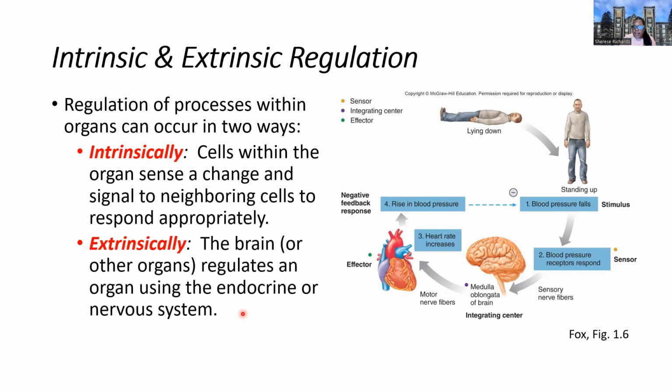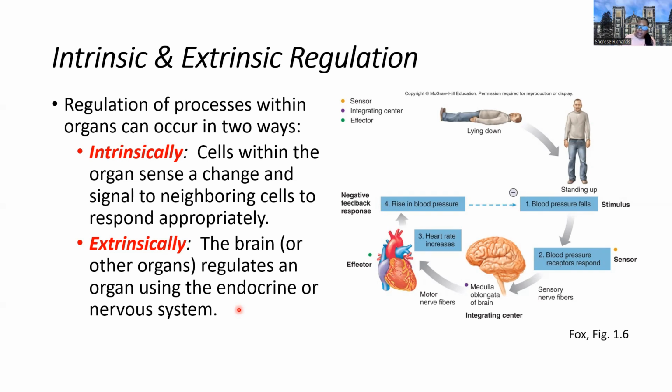Alternatively, we have extrinsic regulation, and this is where the brain gets involved by way of the endocrine system or the nervous system. So this is involving hormones, this is involving the blood, this is involving more widespread signals that are going to be going throughout the body, specifically engaging the brain. So this is kind of where the nervous system can tell the heart to increase heart rate. That's an example of an extrinsic regulation of the heart.